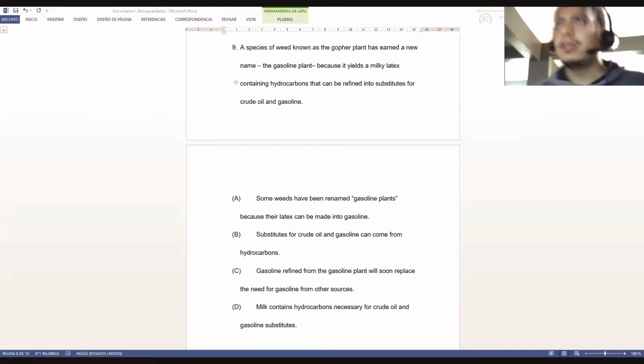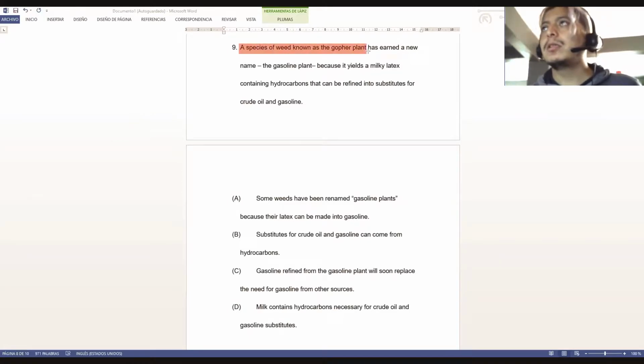A species of weed known as the gopher plant. This is the subject, the gopher plant, okay? The auxiliary is has. This is the present perfect. The verb is in the past participle because the perfect forms always go into the past participle. And a new name is the complement. It has earned. What did it earn? A new name, the gasoline plant.